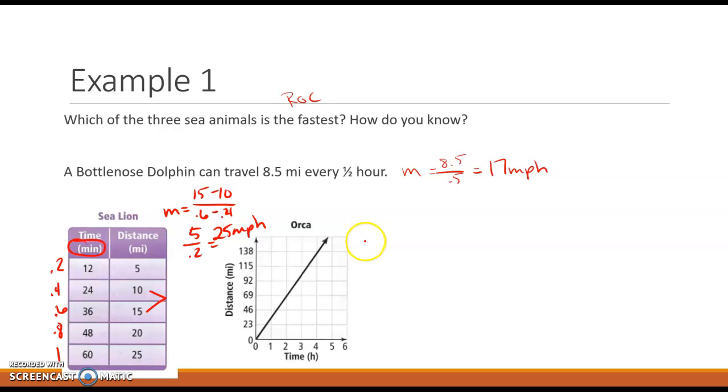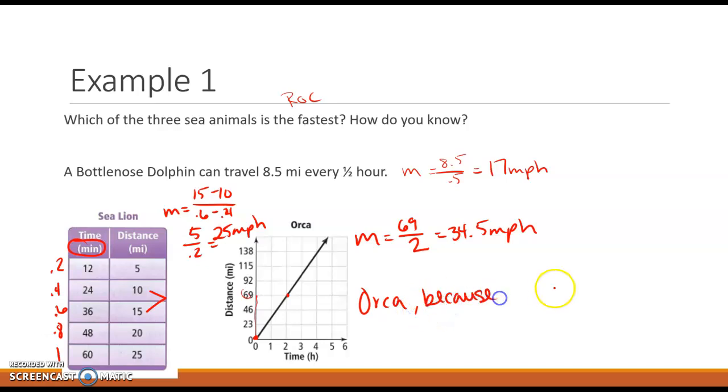The orca whale, when I go to find its slope, I'm going to do rise over run. So I'm going to start at 0, and I'm going to go to this point. So I'm going up 69 and over 2 hours. So now we're going to do 69 divided by 2, which is 34.5 miles per hour. Which means, which of the three is the fastest? That would be the orca. And the reasoning is because it has a greater rate of change.